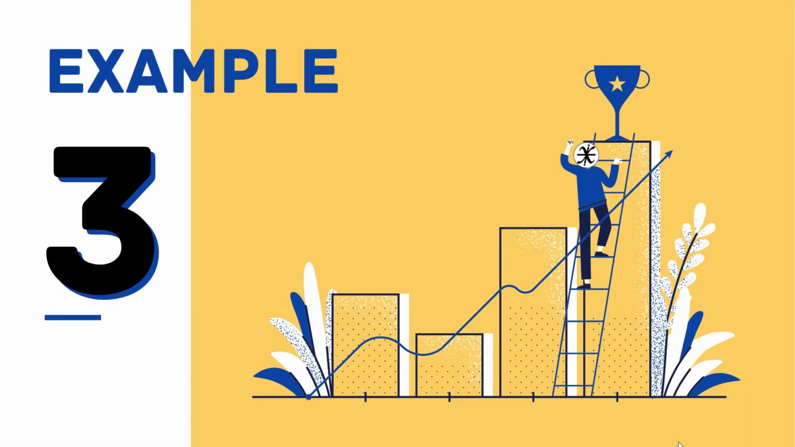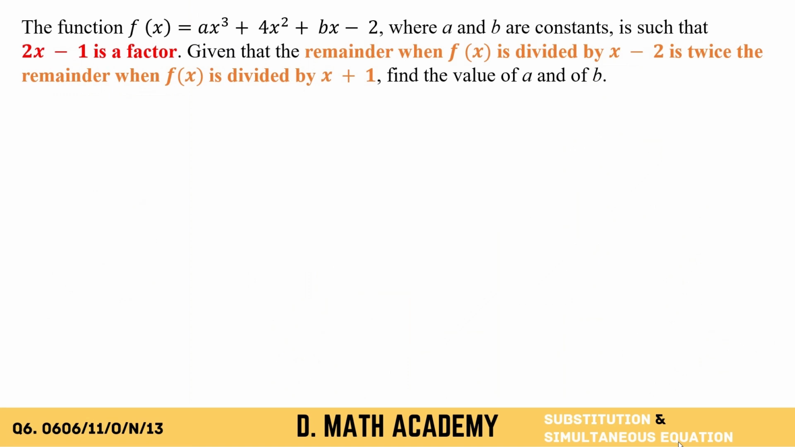Moving on, we have example 3 here. Okay, so it's a combination of what we have learned earlier. The function f(x) equals ax cubed plus 4x squared plus bx minus 2. The first hint was given as 2x minus 1 is a factor. The next part is actually trickier because they involve two division processes. So we have x minus 2 is twice the remainder when f(x) is divided by x plus 1.